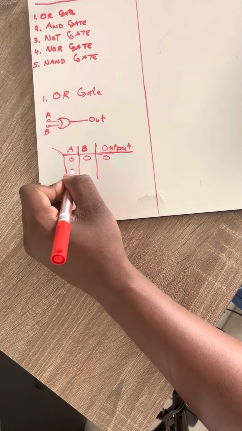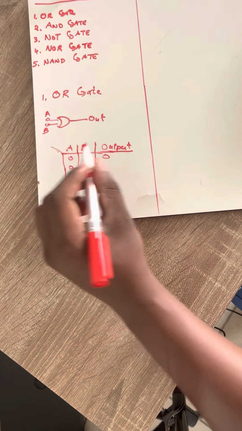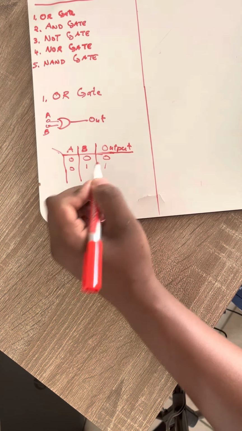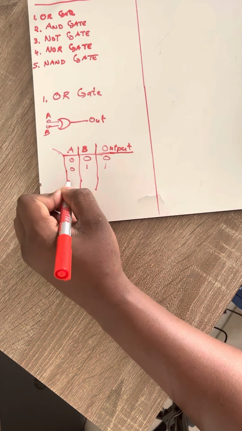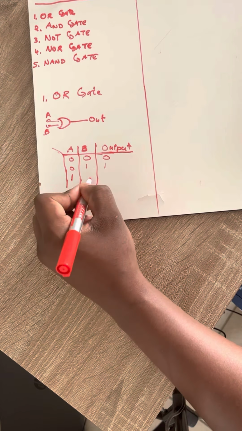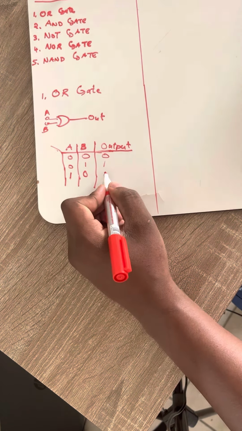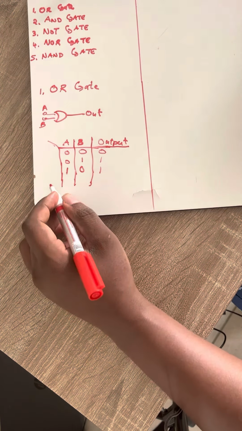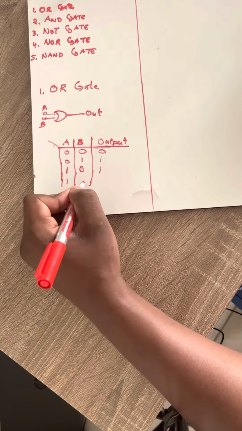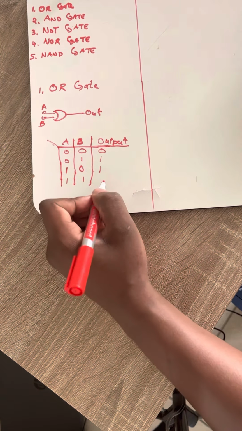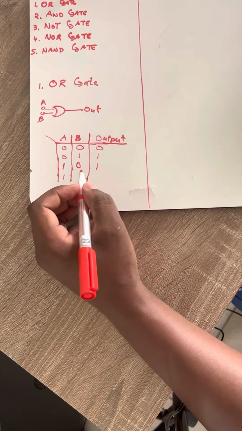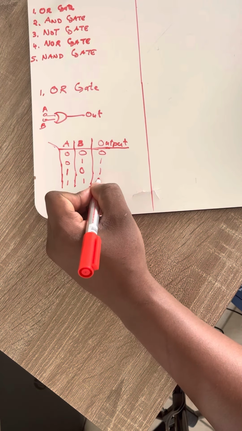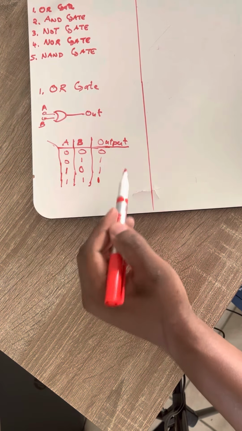So let's say our A is 0, but our B is 1. What will we get here? We will get 1 here. So if our A input is 1 and our B input is 0, what are we going to get here? We're going to get 1. So now if it's 1 here and 1 here, what are we going to get? In terms of digital systems, it's zeros and ones. So 1 plus 1 will be 1, right? So these are the combinations of our inputs.